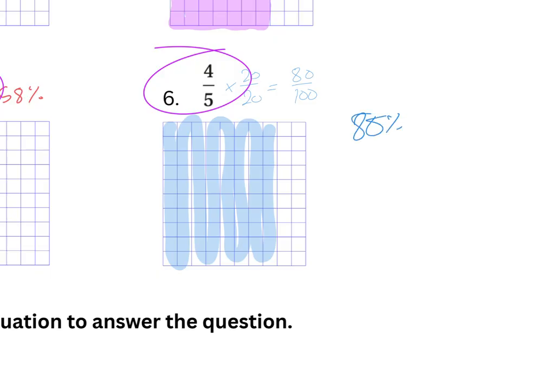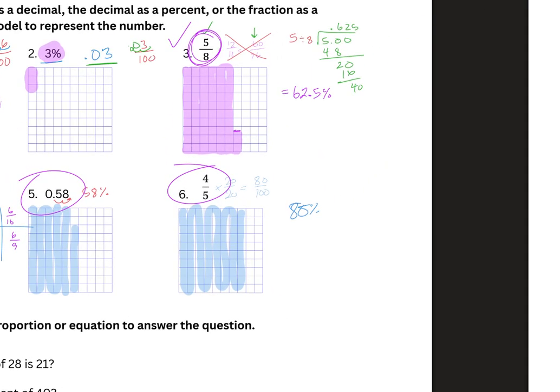But if you didn't know that and you were like, that dude told us to divide, I did. 4 divided by 5. 5 goes into 4 0 times. There's the decimal. 5 goes into 40 8 times. There's 0.8, which is 80%.